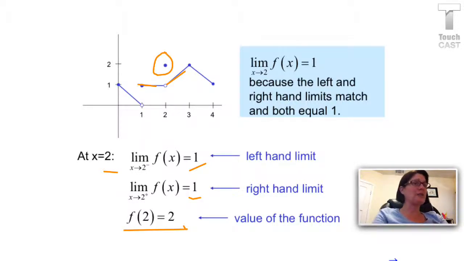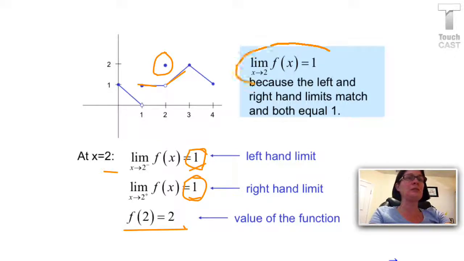But the question on the table, does the limit as x approaches 2 exist? Well, the limit as x approaches 2 from the left is 1. The limit as x approaches 2 from the right is 1. So the two limits match, and we say the limit as x approaches 2 of f of x equals 1.